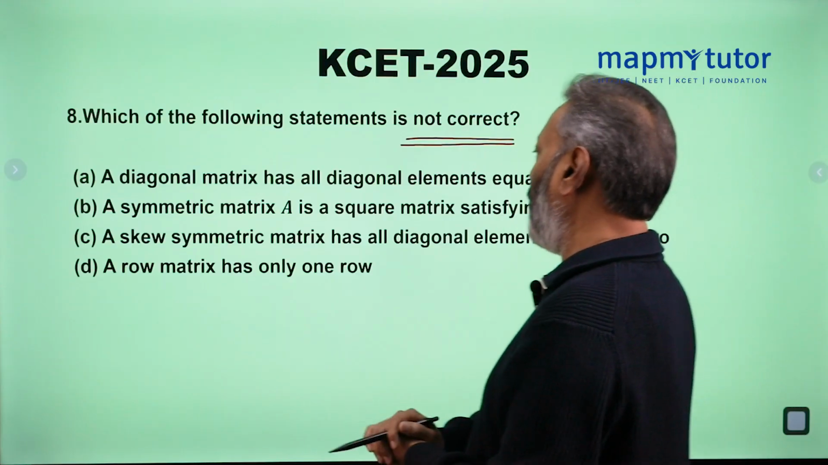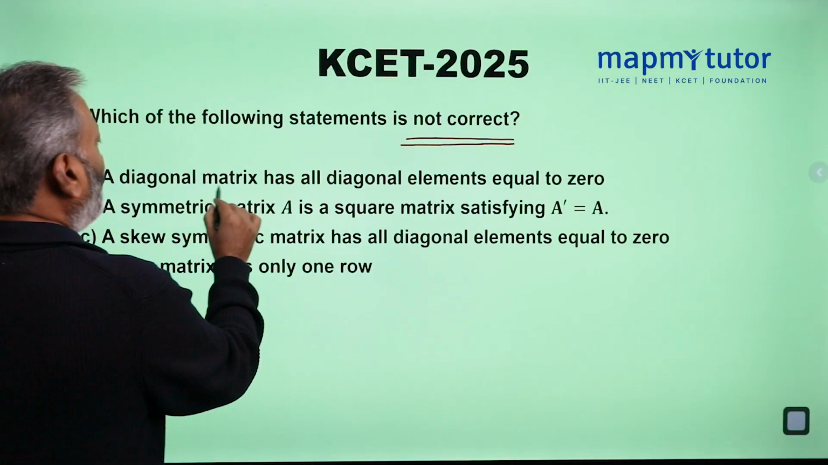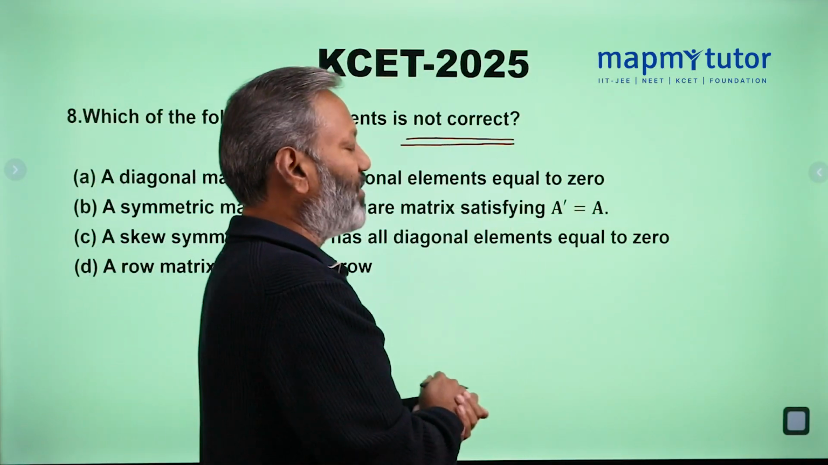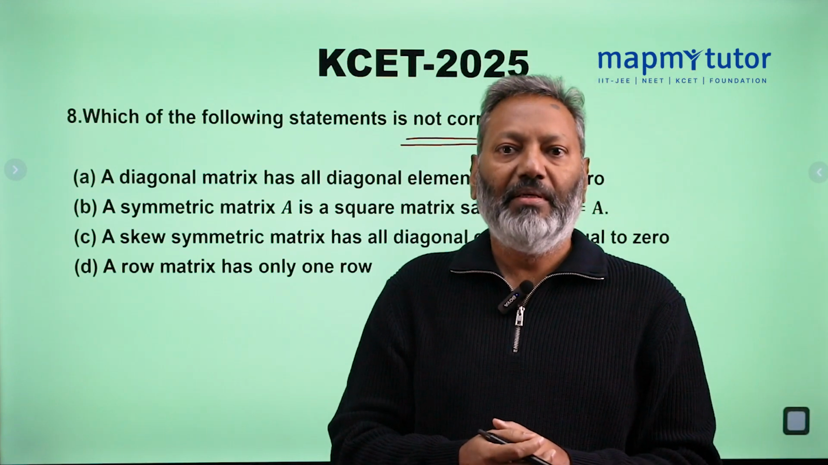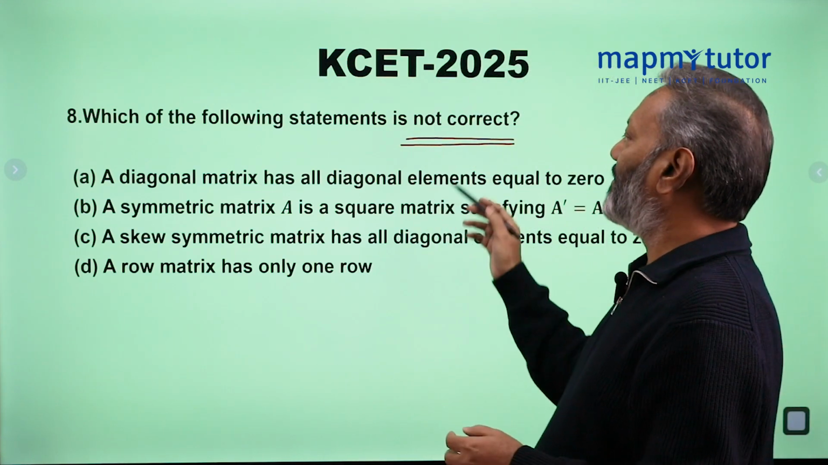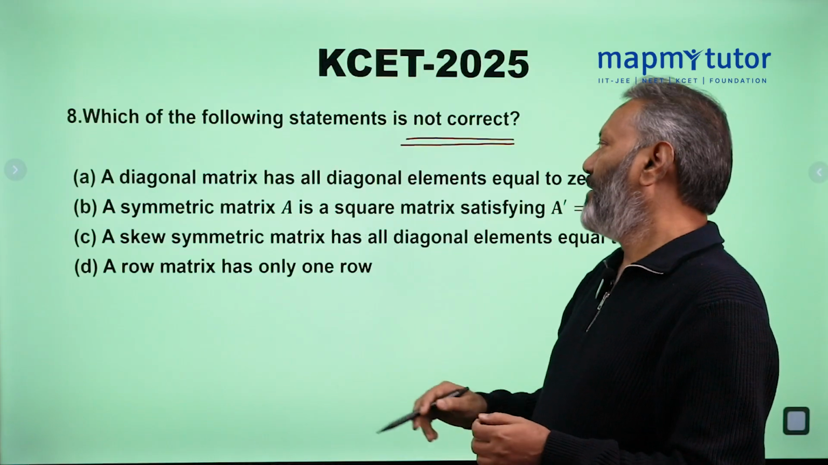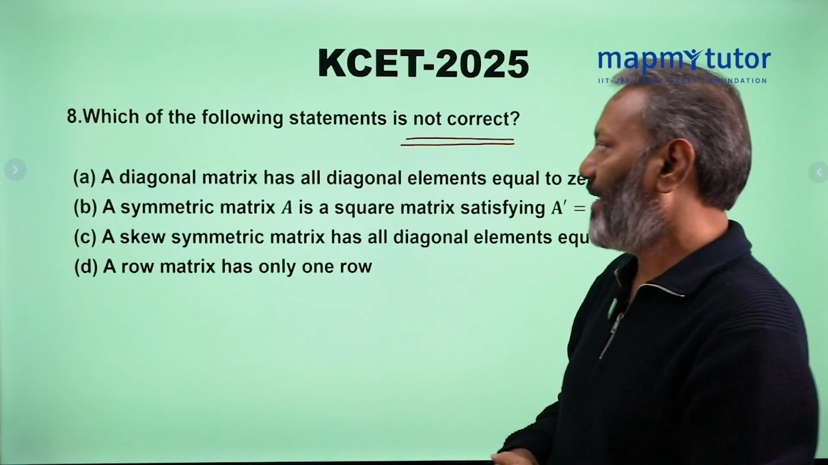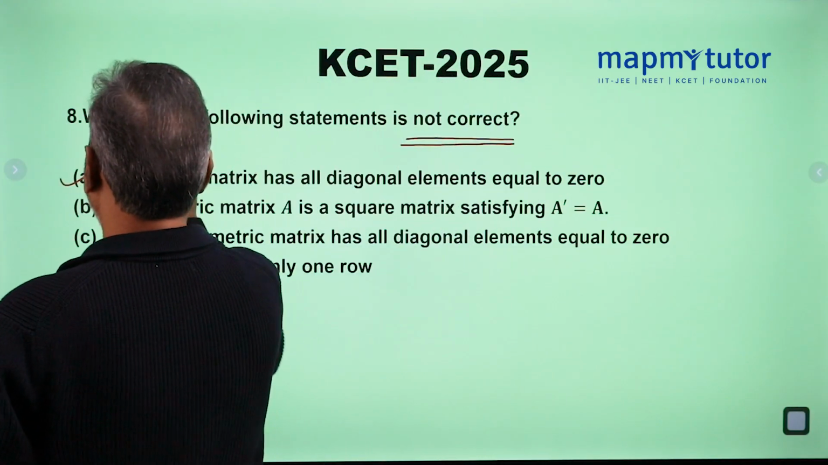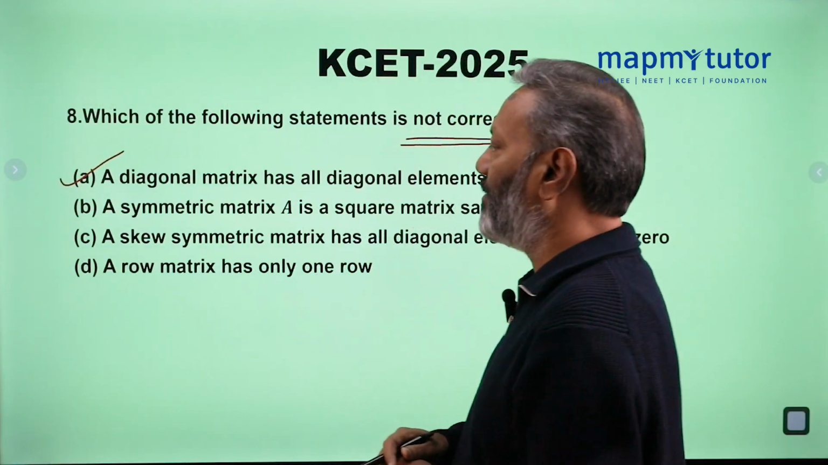So, not correct. A diagonal matrix has all diagonal elements equal to 0. It is not correct. Why? Because what is a diagonal matrix? It is a square matrix in which non-diagonal elements are zeros. That's why our option is A, because they're asking not correct.